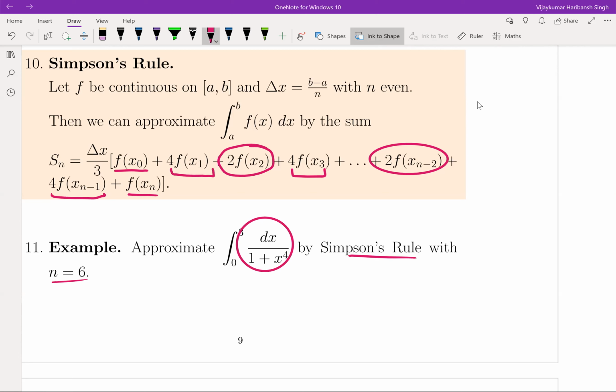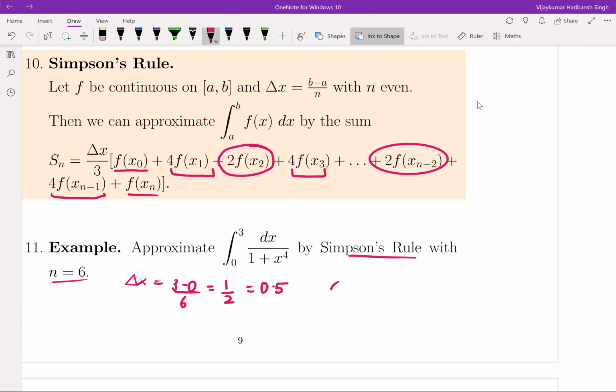So in this case, when I want to use trapezoid rule, what is my delta x? My delta x is going to be 3 minus 0. Let me erase this so that you can see, 3 minus 0 divided by 6, which is 1 by 2, same as 0.5.